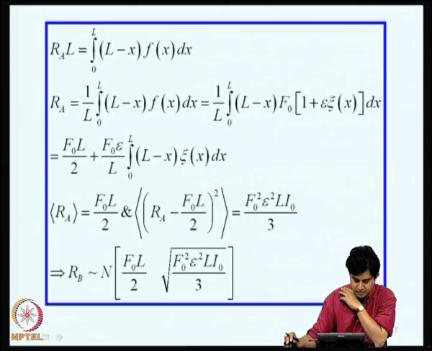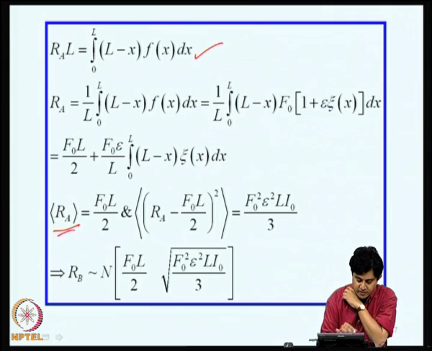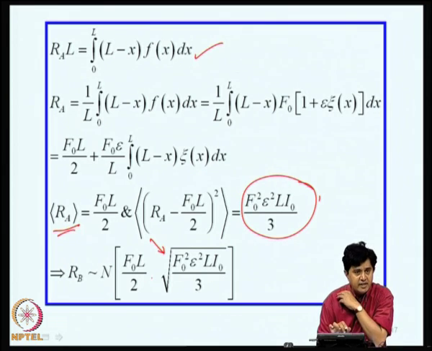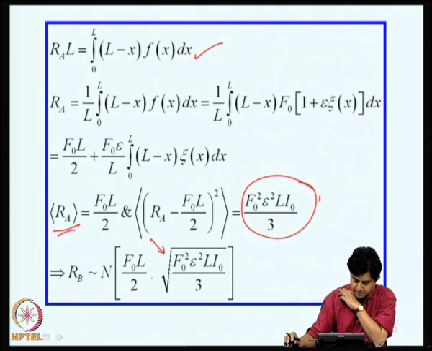Now, similarly, we can show the expression for reaction A. Here we take moment about B and the expression will be this, and if we simplify and follow the steps that we have just now outlined for finding reaction B, we will find that the mean of reaction A is again this number and the standard deviation will be this. So, as you can expect, since the structure is symmetric and the loading is symmetric, the two reactions are identically distributed.